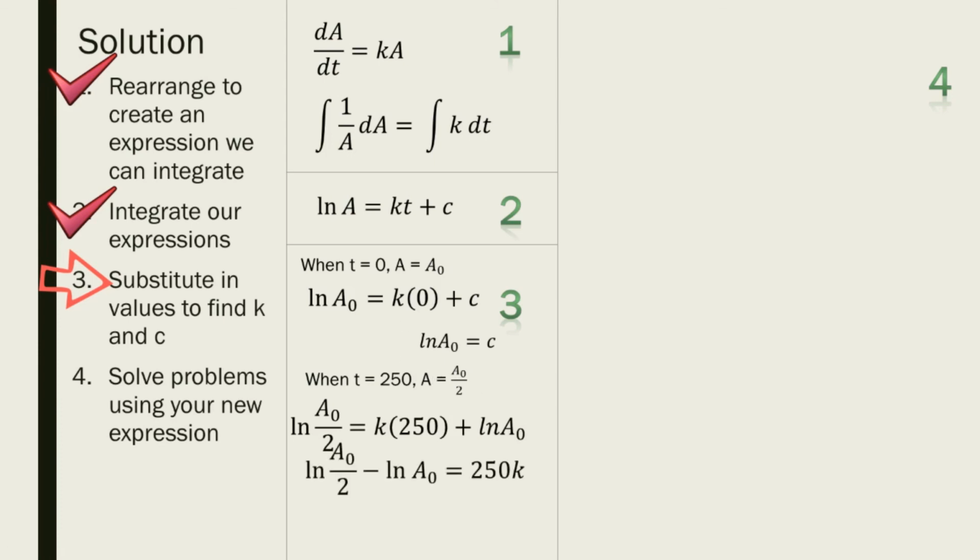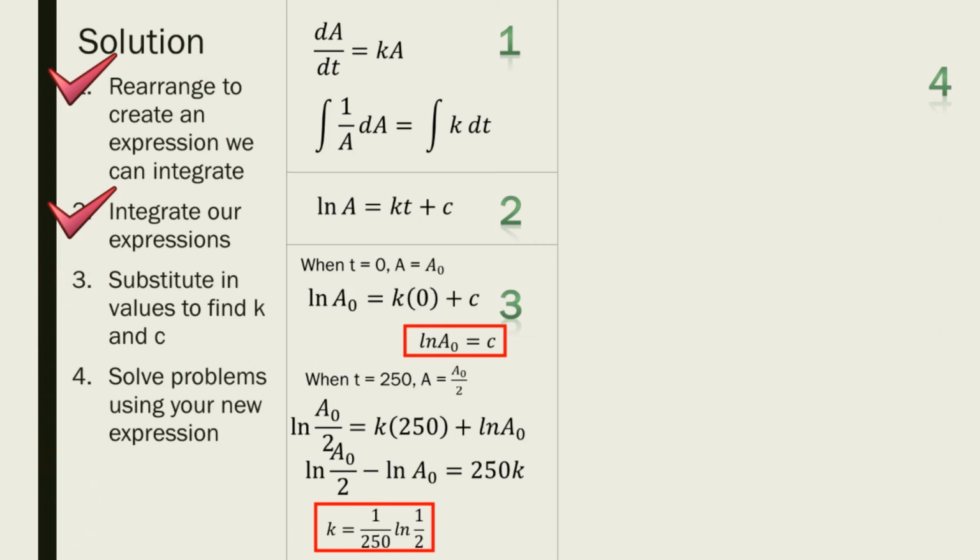Rearranging, I'll get natural log of a naught minus natural log of a naught over 2 minus natural log of a naught equals 250k. Combining my logs together on the left again and rearranging, I'll get that k is equal to 1 over 250 natural log of a half, and I'm going to leave it like that, just like I said earlier.